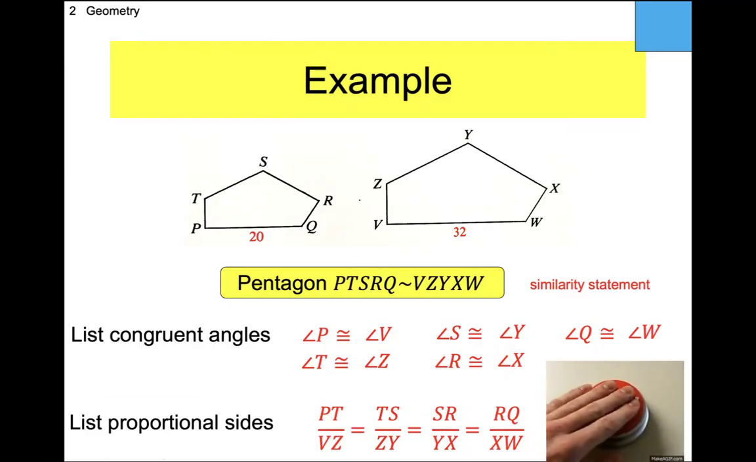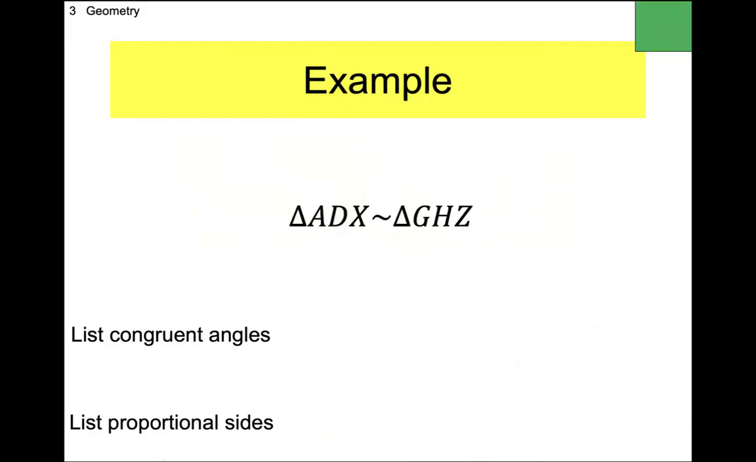For some reason, I left off PQ and WV. Hmm. Make sure that you list all of those. So that is a mistake right there on the slide. I should have listed PQ and VW, but I didn't.